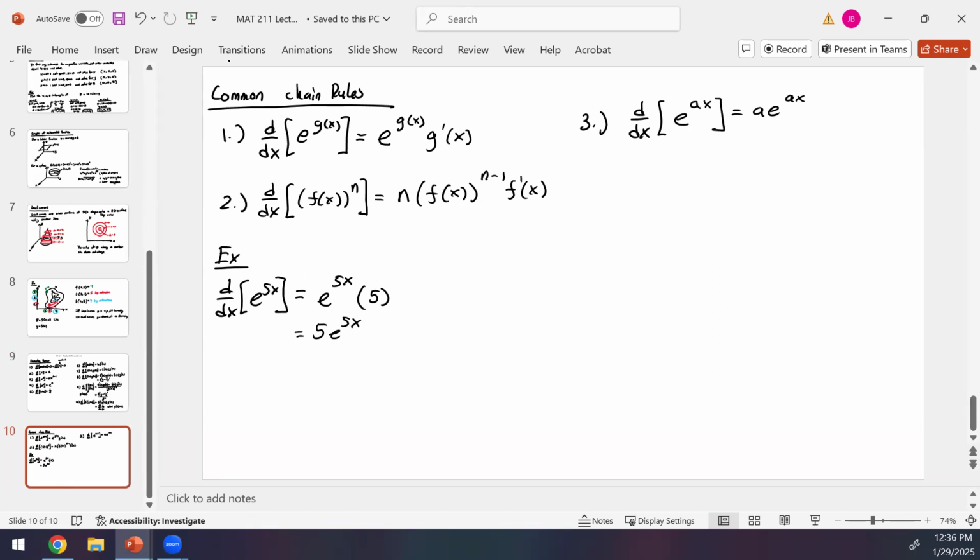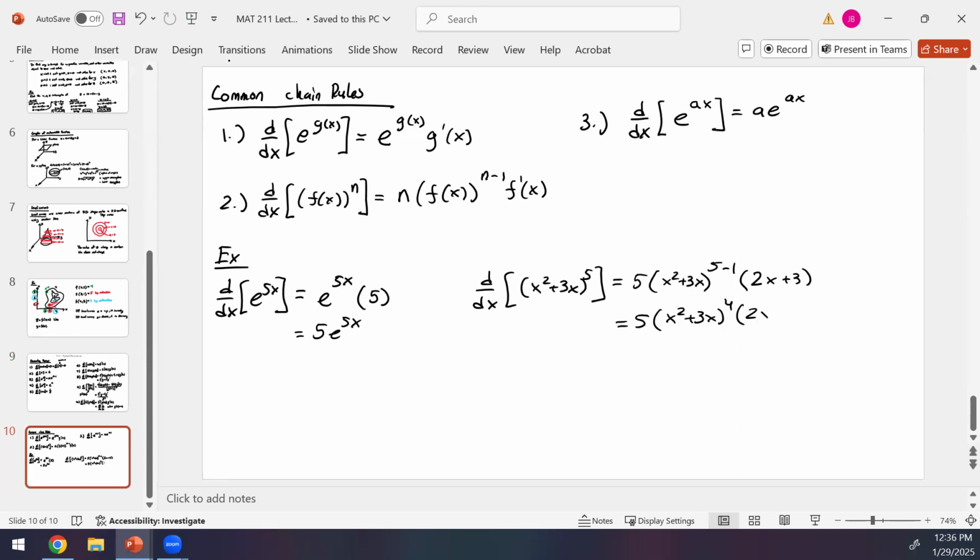And then I'll do one more for number 2. So the derivative of, in parentheses, x squared plus 3x raised to the 5th power. So essentially, you bring down the 5, don't touch the inside. You subtract 1 from the 5, and then multiply by the derivative of the inside, which would be 2x plus 3. And then you get this. And this is kind of as simplified as you could go. I mean, technically, you could distribute the 5 into the 2x and 3, but it's not necessary. So there'll be a decent amount of chain rule in your experience doing these.